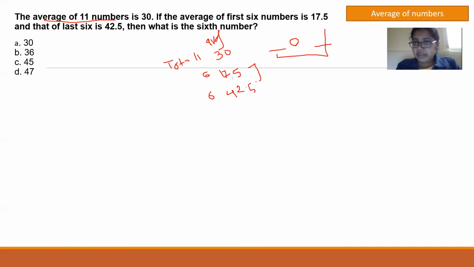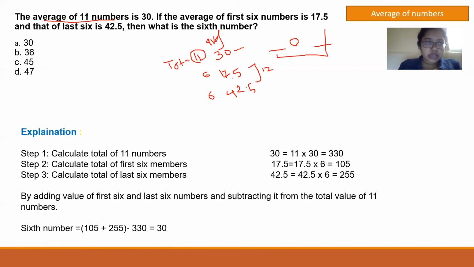Means total we have 12 numbers, but the total average is given to be 30 and that is of only 11 numbers. Means one number is pending that we have to find. So let's directly take a look at the explanation. So calculate the total of 11 numbers.